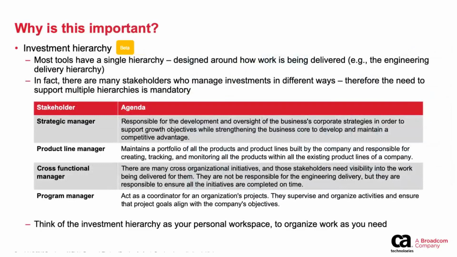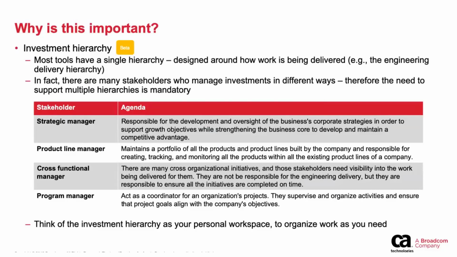Why is this important? Most tools have a single hierarchy, and it's there because it's designed around how work is being delivered. Think about an engineering delivery hierarchy. But in the context of the investment hierarchy, there are different personas, and they want to manage work in different ways, and so our system needs to support multiple hierarchies. I've listed a few of the personas in terms of stakeholders here and really what their goals are as they work within the hierarchy. We have our strategic managers, who are responsible for and have oversight of corporate strategies, and they want to see how they're executing against those strategies.